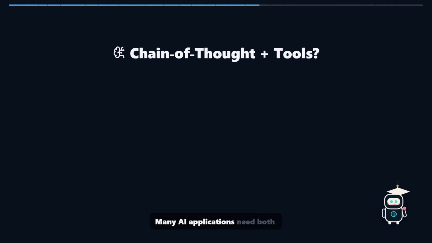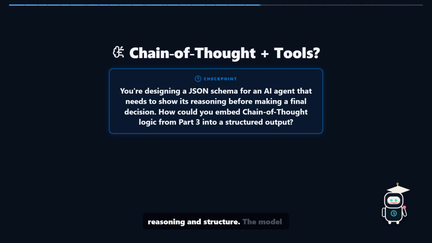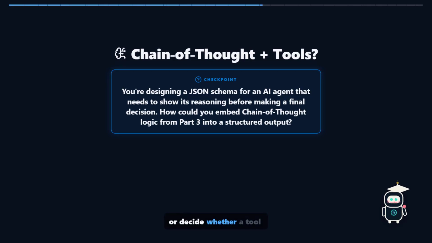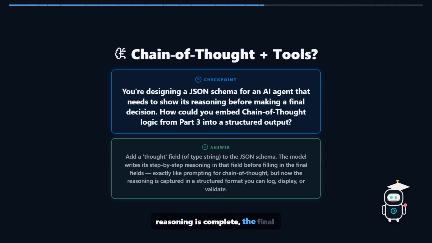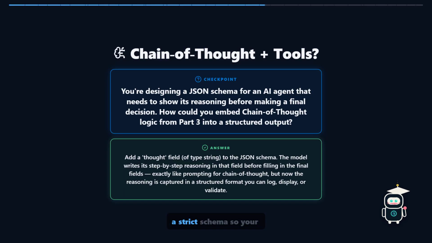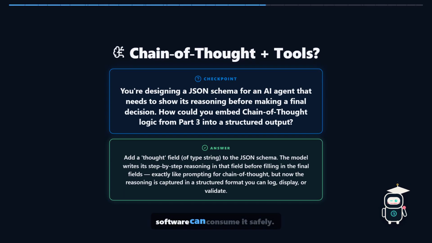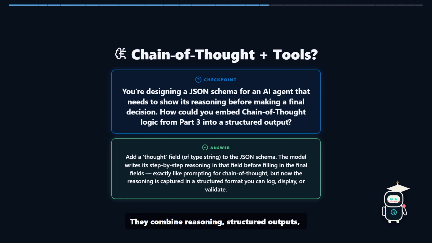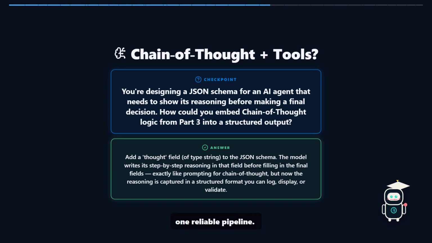Many AI applications need both reasoning and structure. The model might first determine which information is required, identify missing data, or decide whether a tool should be used. Once that reasoning is complete, the final result still needs to follow a strict schema so your software can consume it safely. That's why production AI systems rarely stop at prompting alone. They combine reasoning, structured outputs, validation, and tool execution into one reliable pipeline.